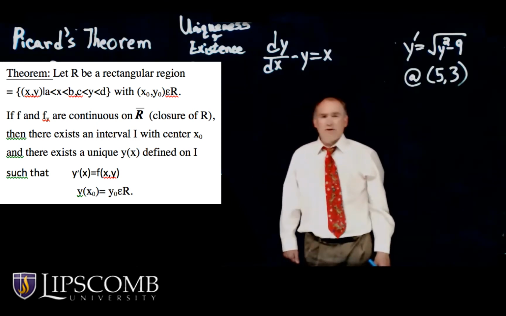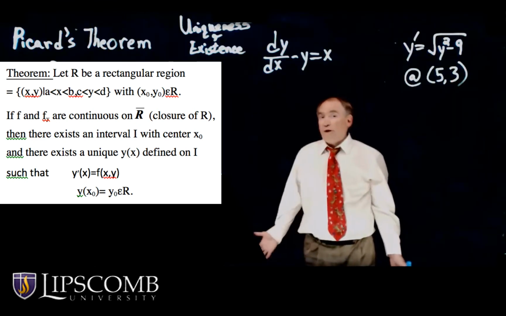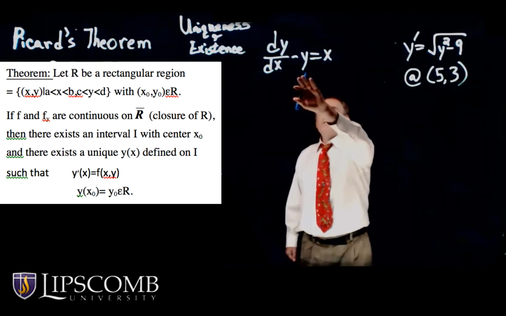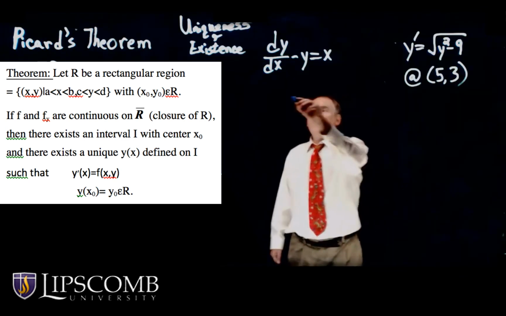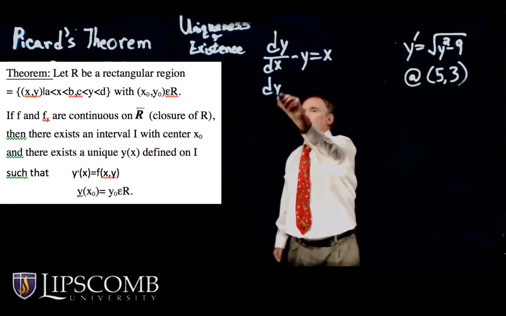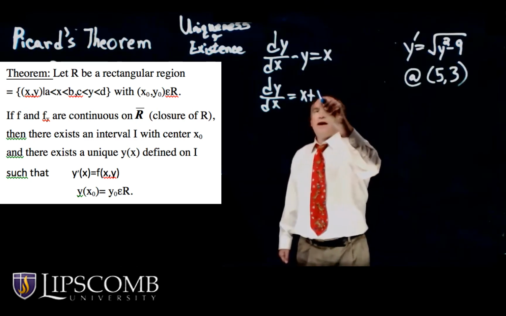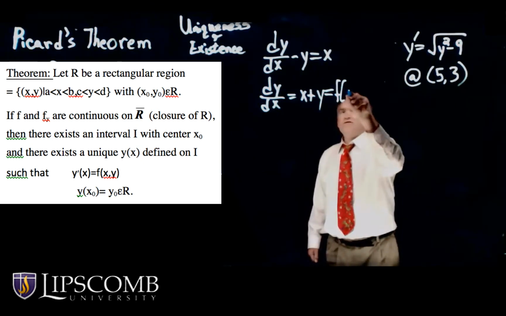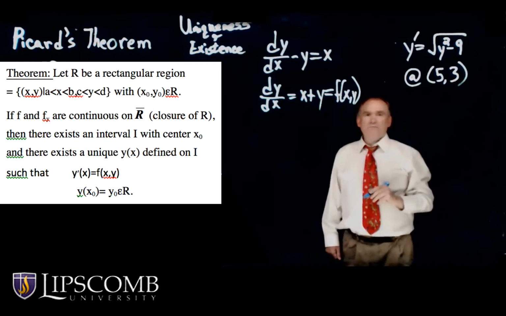So I've got two examples here to see: do these have unique solutions, and where? The first one, notice I have dy/dx minus y equals x. Well, this is not in the form that I wanted for Picard's Theorem. So first of all, I want to put it in the form of Picard's Theorem. So I add the y on both sides. Therefore, this is my f now. x plus y is my f.